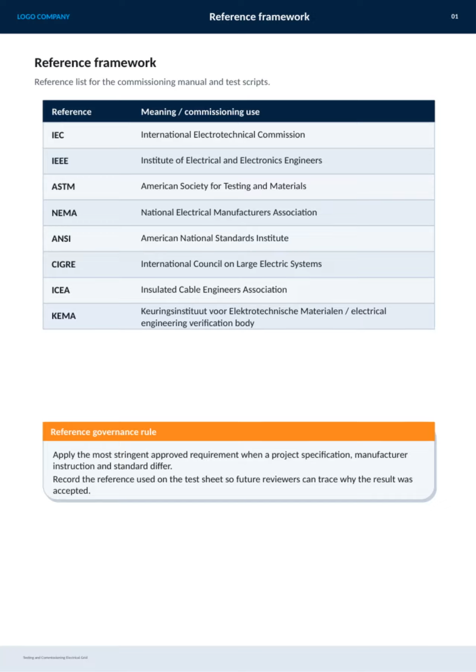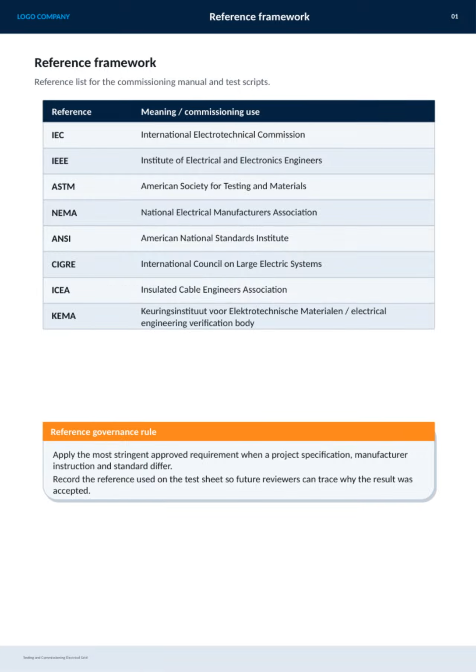Here we have the reference framework for testing and commissioning electrical grids. This slide lists key organizations and standards that serve as authoritative sources for commissioning manuals and test scripts. Some of the most recognized references include IEC, the International Electrotechnical Commission, and IEEE, the Institute of Electrical and Electronics Engineers. Other important bodies are ASTM, known for testing materials, NEMA, the National Electrical Manufacturers Association, and ANSI, the American National Standards Institute.